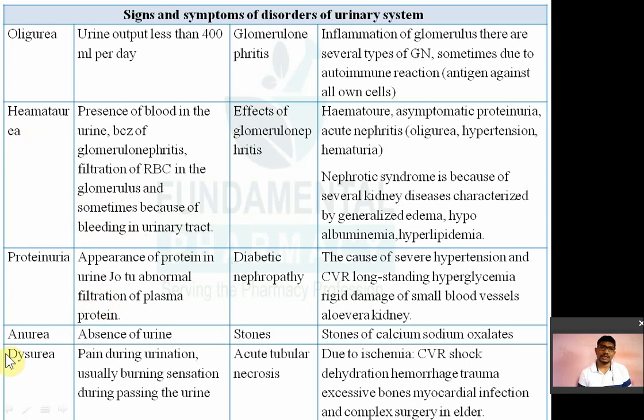Anuria means absence of urine. If you are not able to produce urine, that is known as anuria. Dysuria means pain during urination, usually a burning type of sensation during the passing of urine.